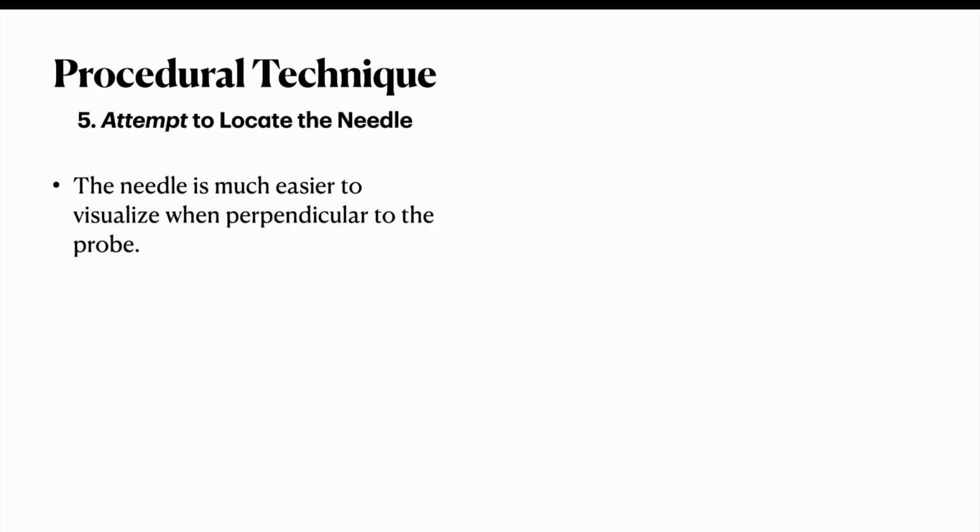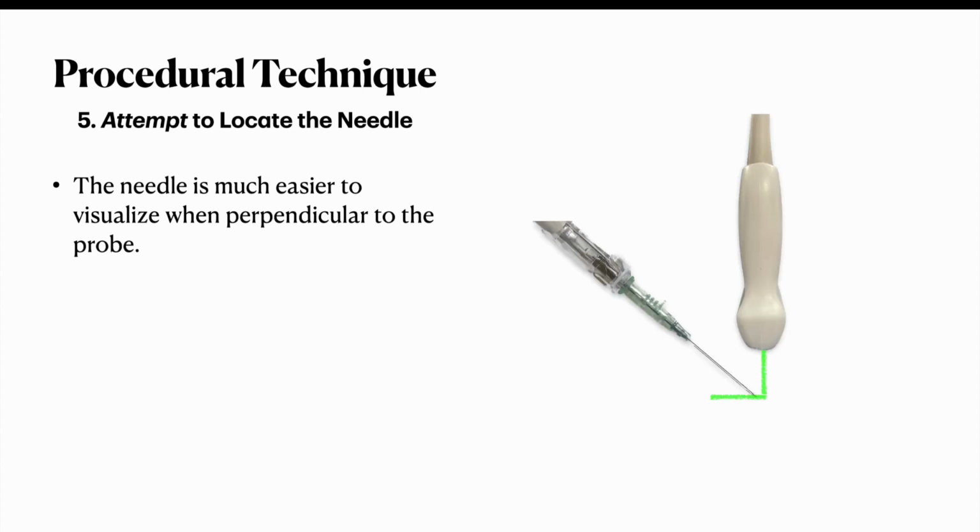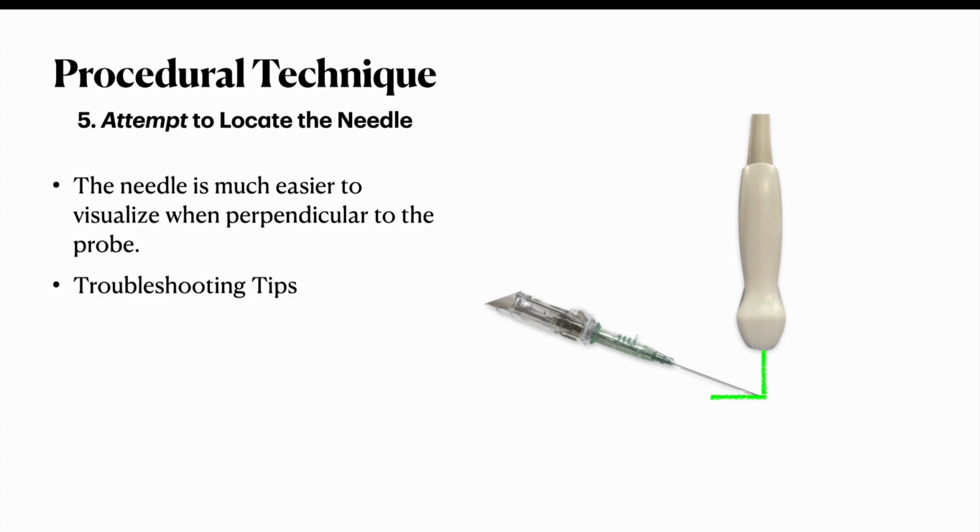The reason why is that the needle is much easier to visualize when it is perpendicular to the ultrasound probe. So we can imagine that if we are inserting our needle at 45 degrees, that's not quite perpendicular to the ultrasound probe and is often hard, if not impossible, to see. However, later on in the procedure, when we flatten our needle, that's when it will light up and be much easier to see. So the question is, what do we do?